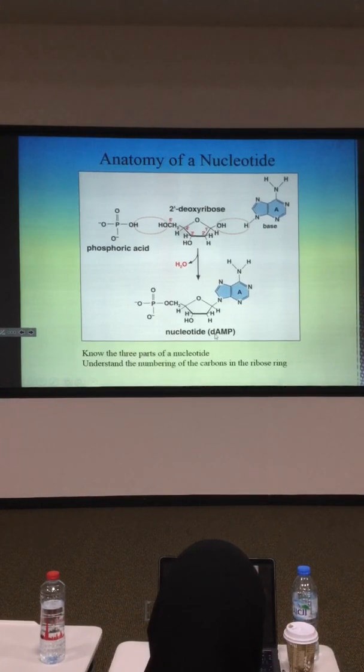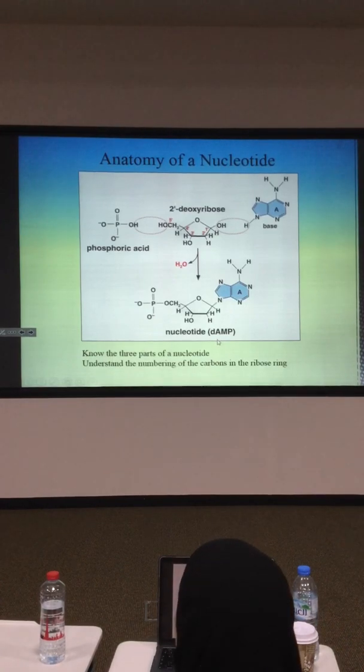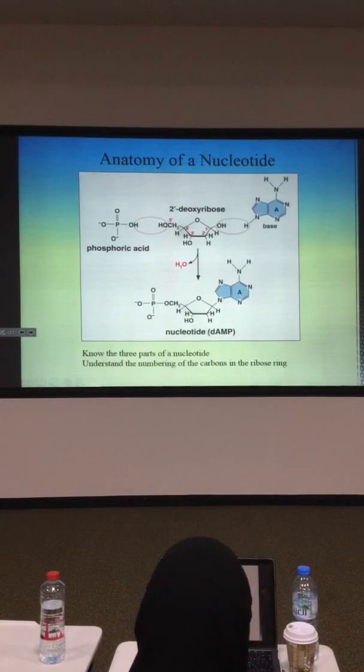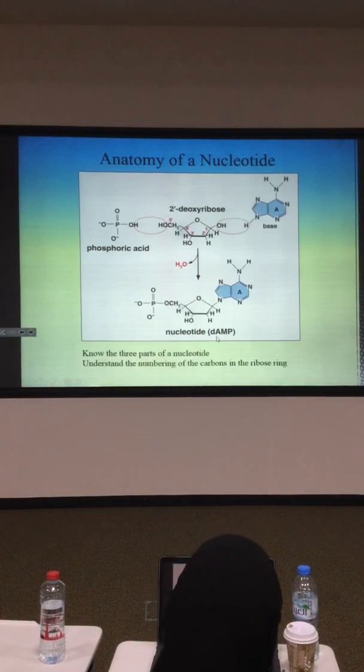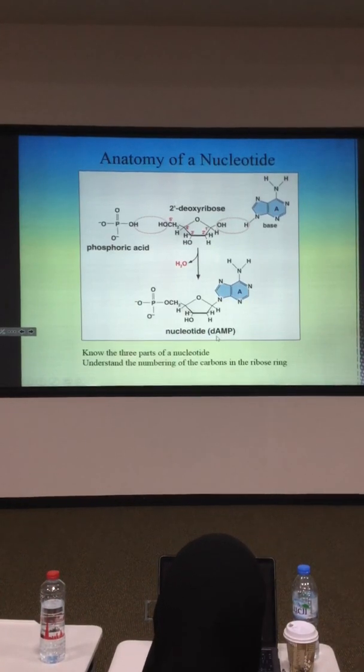It is named specifically deoxyadenosine monophosphate, because there is only 1 phosphate. If there are 2 phosphates, we name it deoxyadenosine diphosphate, or with 3, deoxyadenosine triphosphate. So this is the way we name a nucleic acid nucleotide.